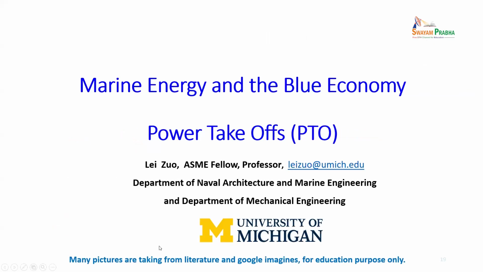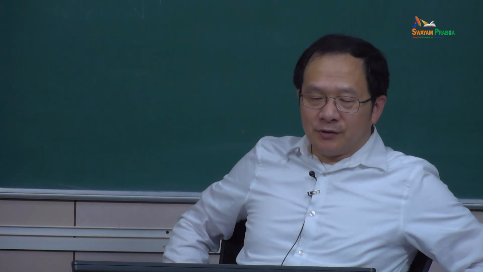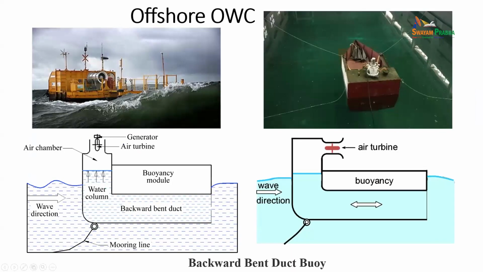Now I will continue to the next topic, power takeoff. This is the backward bent duct buoy, usually called a BBDB. That is a very popular design here. His question just now was that our design doesn't have such a bent duct. So it is a different design, and you can read some literature on why they put in such a bend.